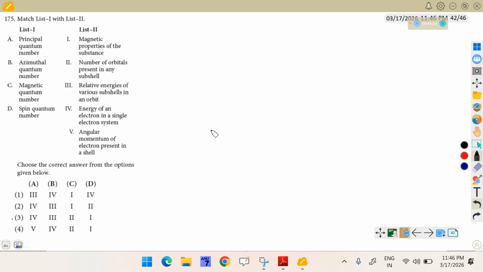Next question, matching type of question. Principal quantum number, energy of electron in a single electron system. Azimuthal quantum number, relative energies. What is the significance? Relative energies of various subshells in an orbit. A4, B3, only one option. Magnetic quantum number, number of orbitals present in any subshell. Spin quantum number, magnetic properties of the substance. So third option is the correct option.